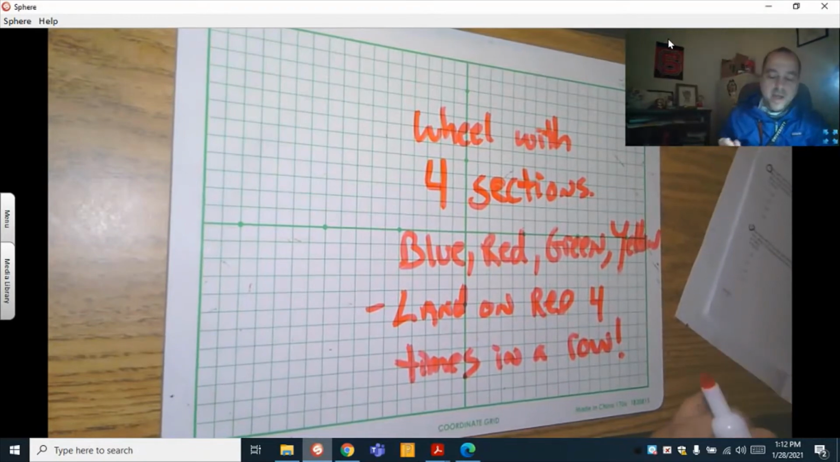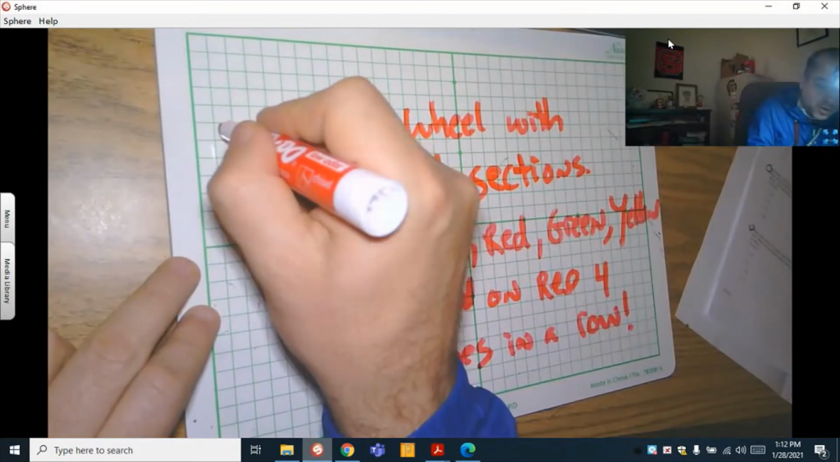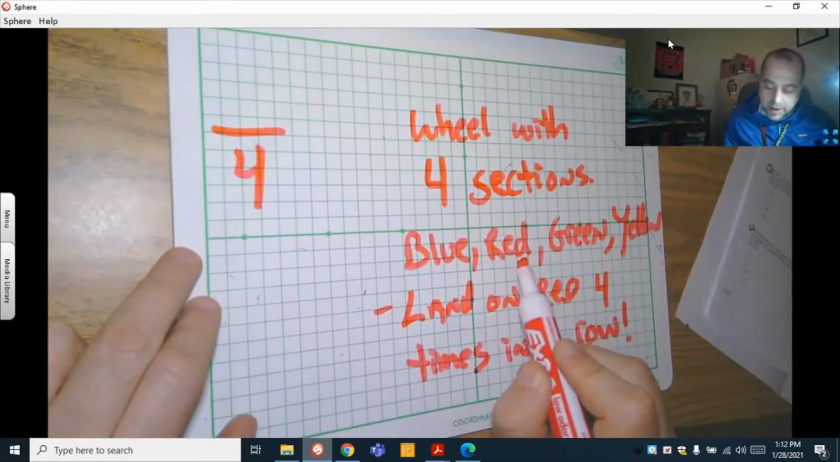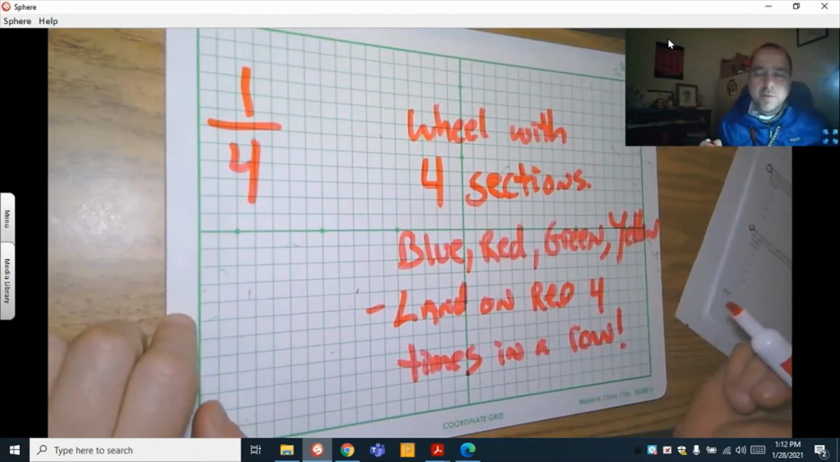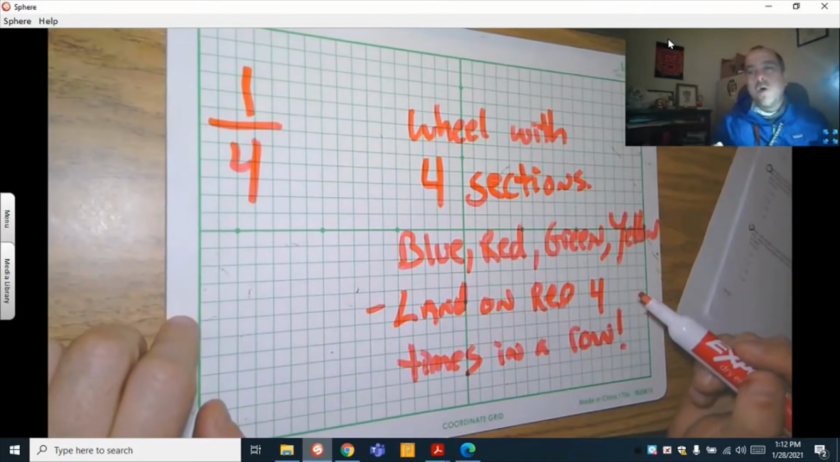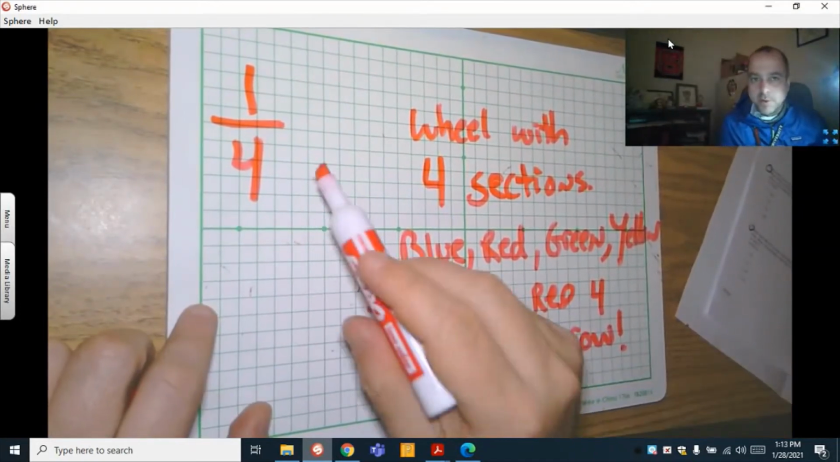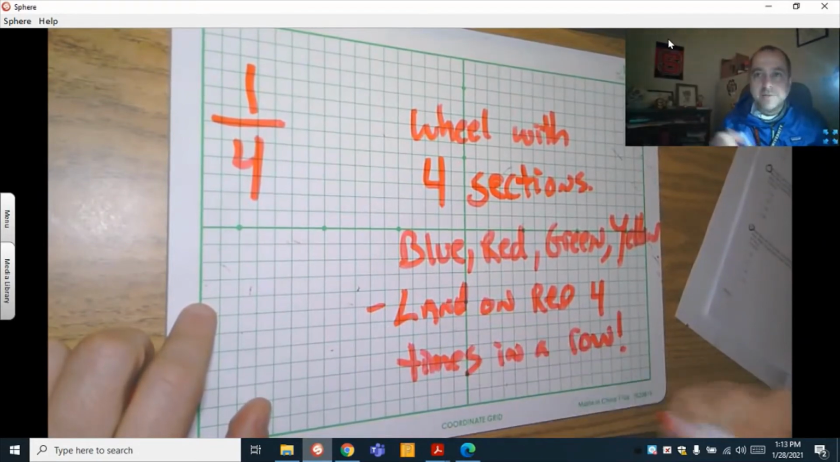Well, let's think about it. How many sections are on the wheel? 4 sections, so there's our bottom number. And how many of those sections are red? Just 1. So if it was an easy problem, it would just say, what is the probability of landing on red 1 time? The first time, it would be 1 out of 4. But we don't have to do it 1 time to win. We need to do it 4 times in a row.